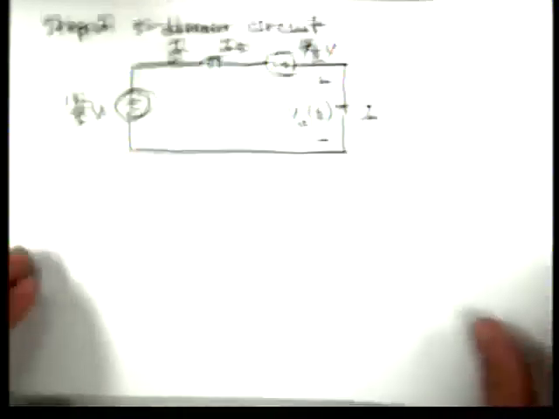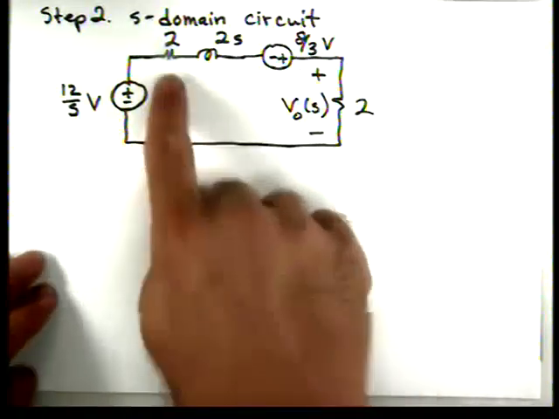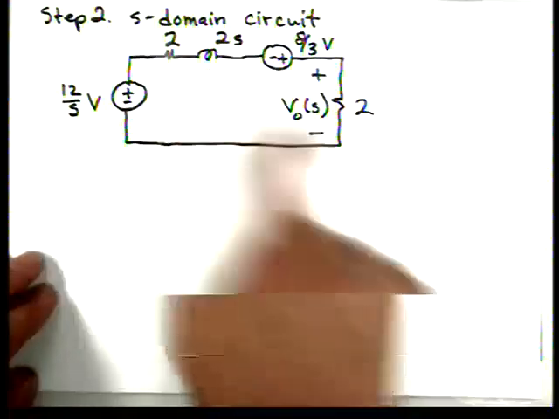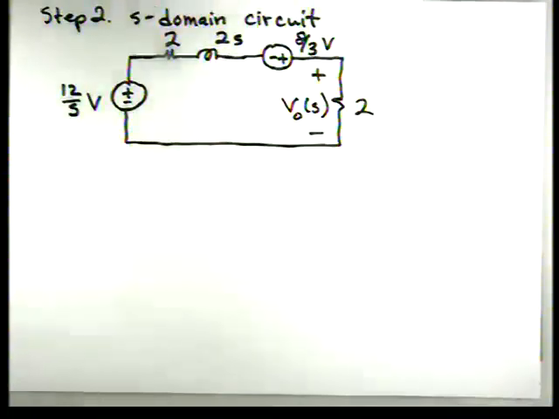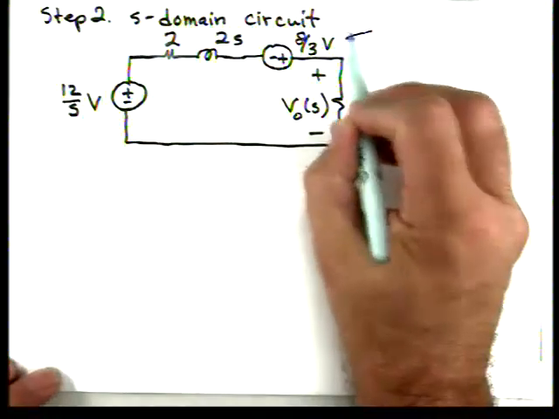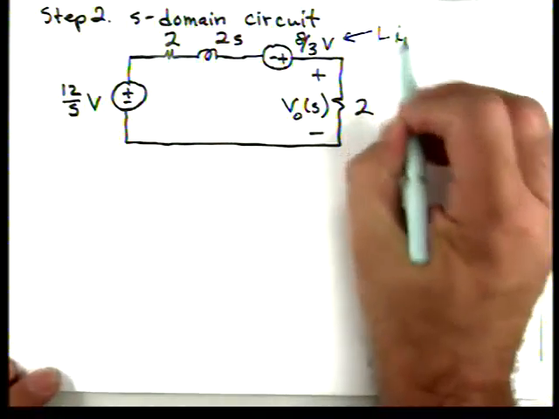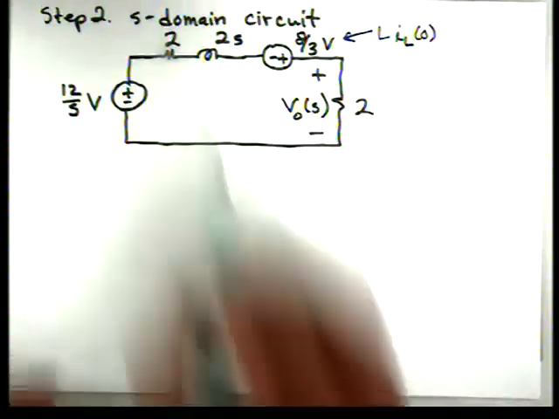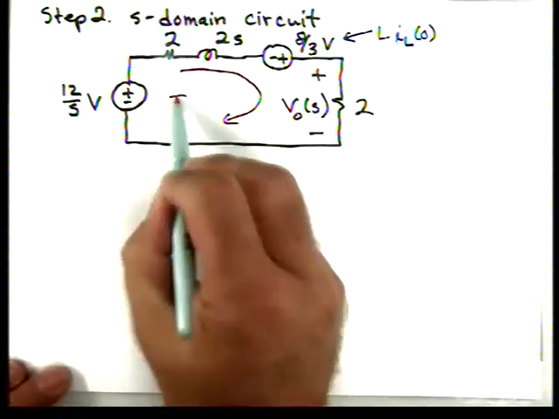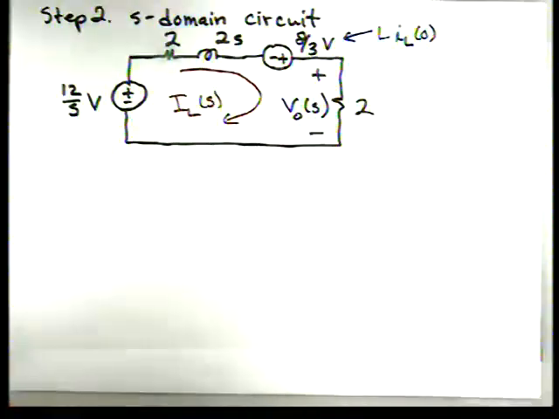Okay, here's our S-domain circuit. You can see what we've done with the resistance. Here's the inductance. Here's V0 of S across here. Now here's our initial condition for the inductor, which is handled by placing a voltage source L times IL of 0. The inductance was 2 henries. IL of 0 we just calculated to be 4/3 of an amp.